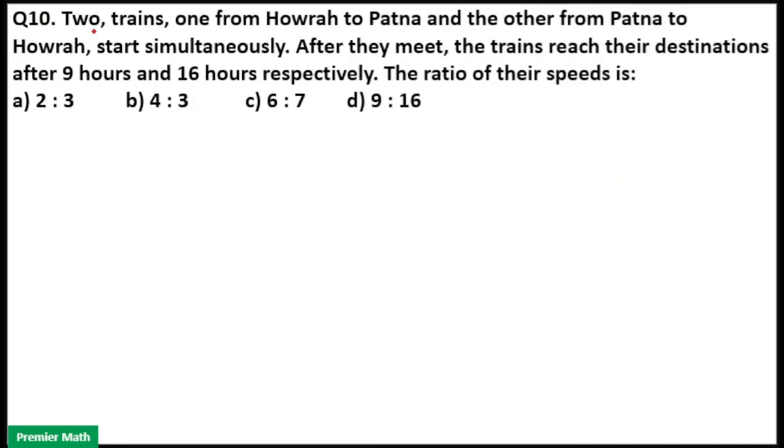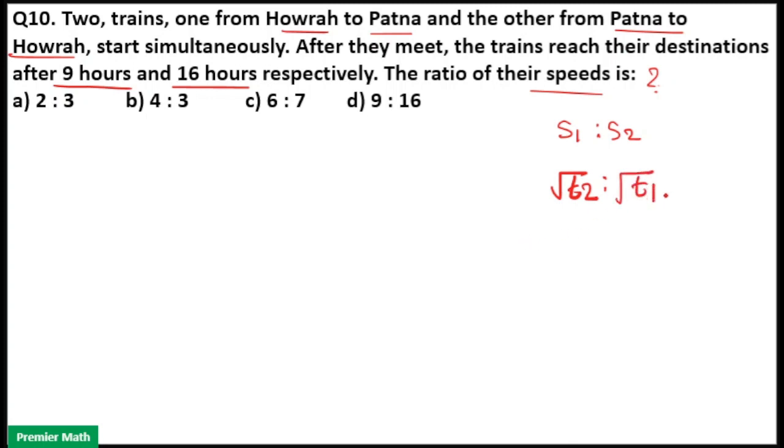Next is question number 10. Two trains, one from Howrah to Patna and the other from Patna to Howrah, start simultaneously. After they meet, the trains reach their destinations after 9 hours and 16 hours respectively. Then the ratio of their speed is? So we need to find out the ratio of speed of both these trains. Here, the speed of the first train is to the speed of the second train will be equal to the time taken by the second train to reach the destination after the meeting point is to the time taken by the first train to reach the destination after the meeting point.